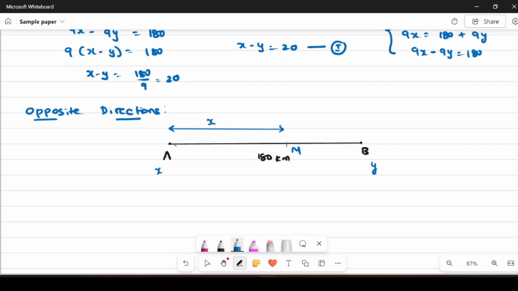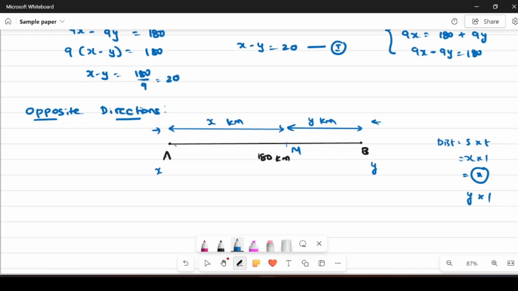So the same concept we are going to apply. Distance is equal to speed into time. So here the speed is x kilometers per hour and the time taken is 1 hour. So x into 1 is x kilometers. And for car B, when it is moving in this direction, the distance it has to travel would be its speed, y, times 1 hour. So it is 1 into y, which is y kilometers, right?